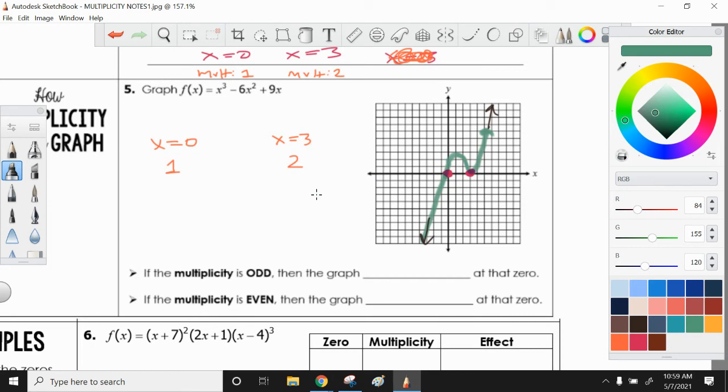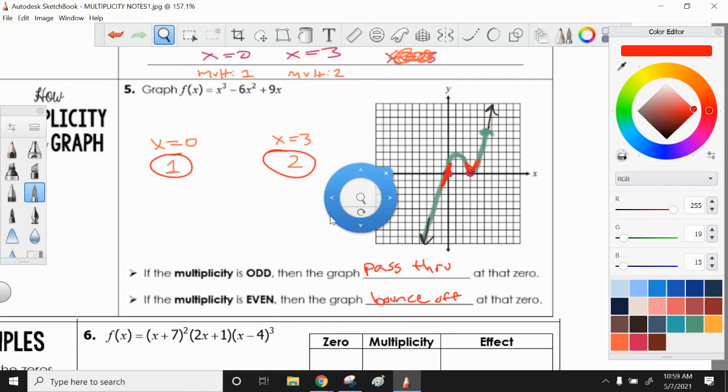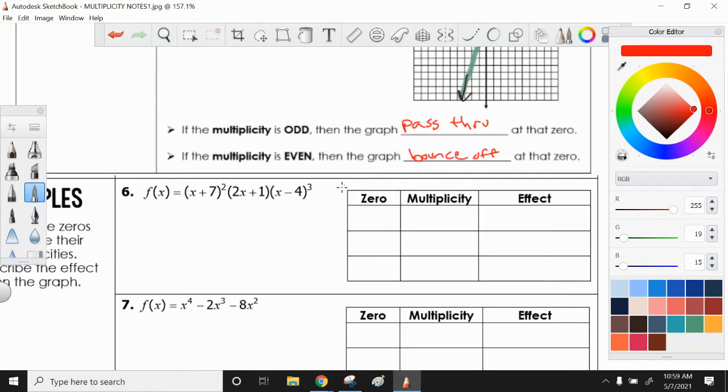So if the multiplicity of your roots, so what multiplicity is talking about is how many copies of the root you have, is odd, you're going to pass through at that 0. If the multiplicity is even, the graph is going to bounce off at that 0. So here's a through, here's a bounce off. Okay, cool. Now, to show this really simply, right?